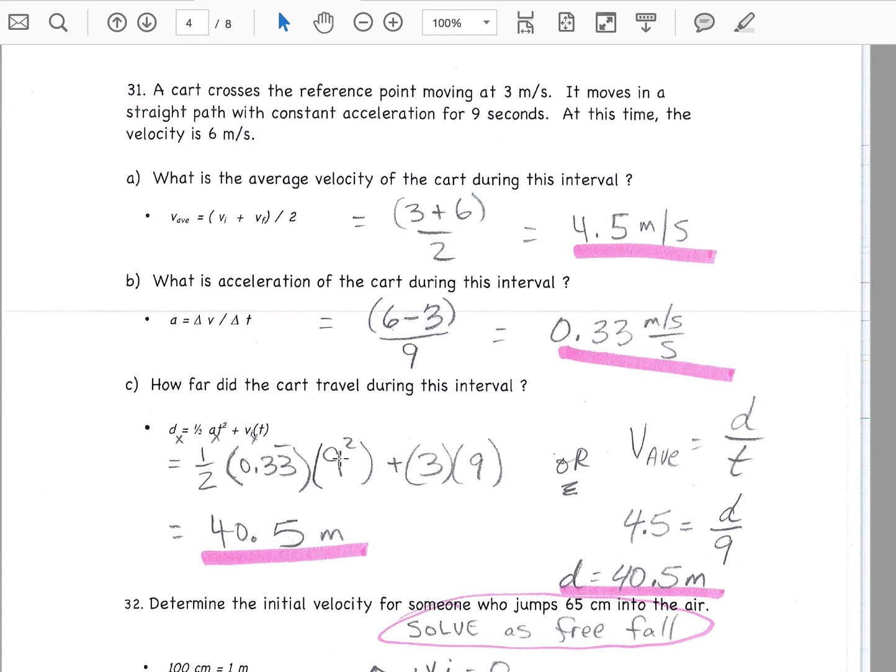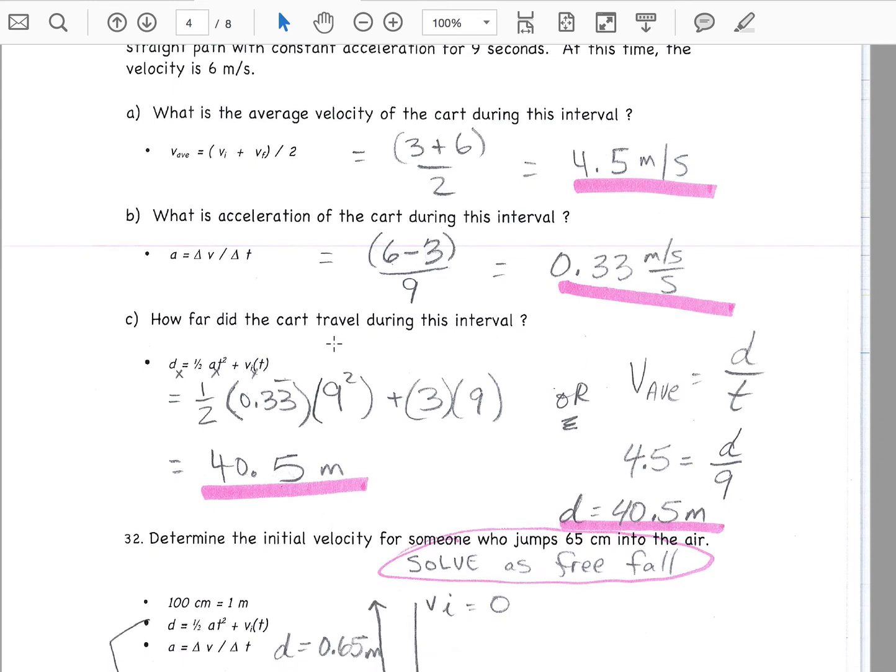Yeah, 31. 31 is just careful reading, so you can get average velocities when there's constant acceleration by taking VI plus VF over 2. It's just averaging 2 numbers is all that is. The acceleration is your difference in the velocity, your change in velocity divided by time.